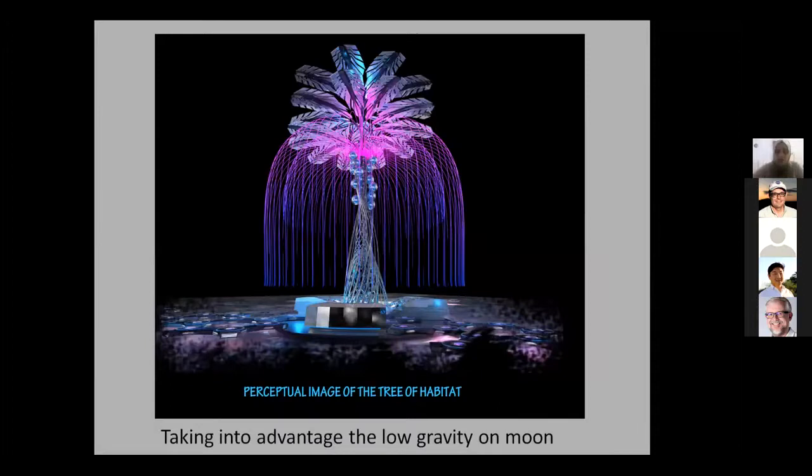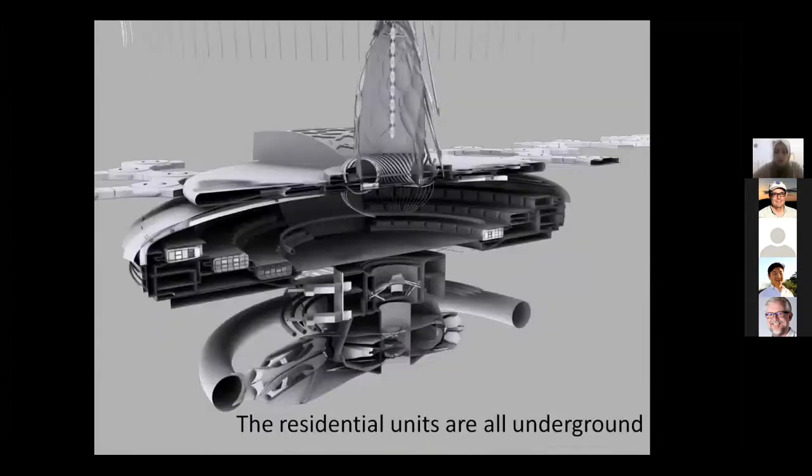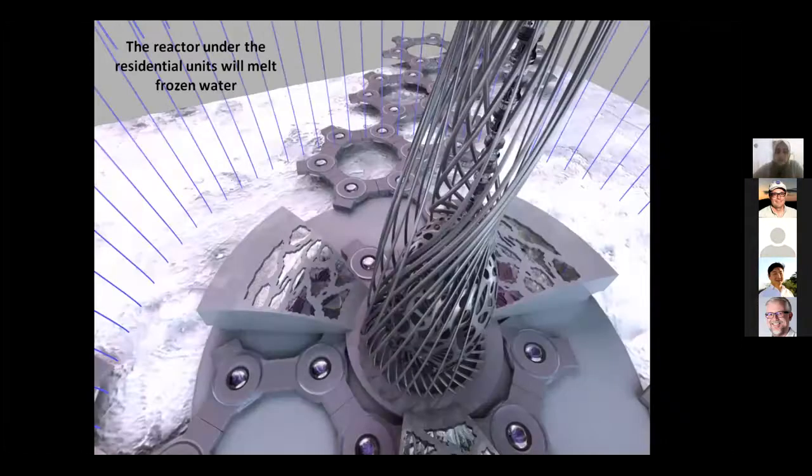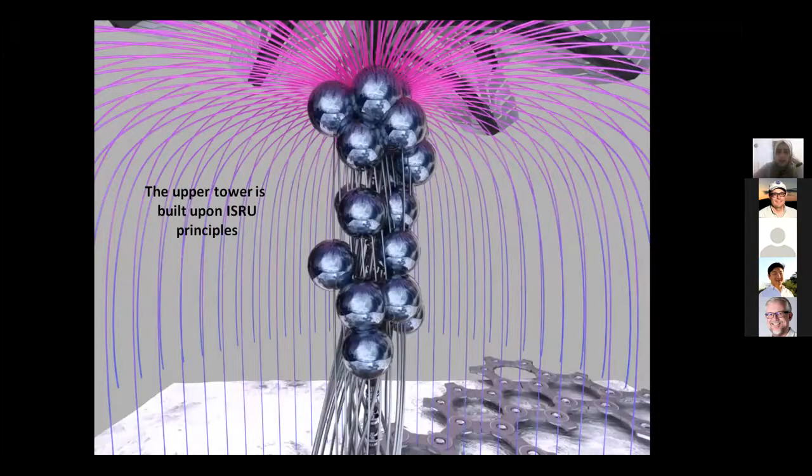In the middle, there is a tree, named the tree of the Moon. There is a cone in the middle, and it takes all the frozen water to become drinkable water for the humans who are living here. And all the residential units are underground in this project. And all the reactor in this part is designed for having melted water from the frozen water. And all the design is created according to Israel principle.